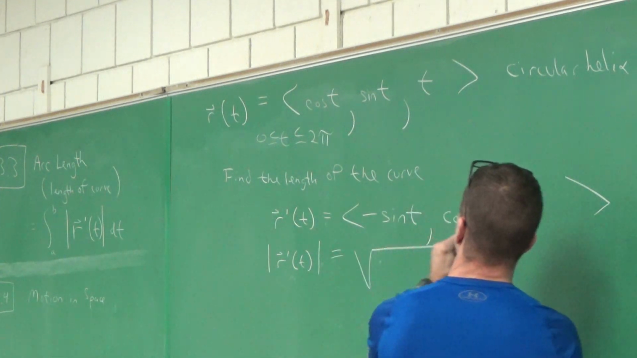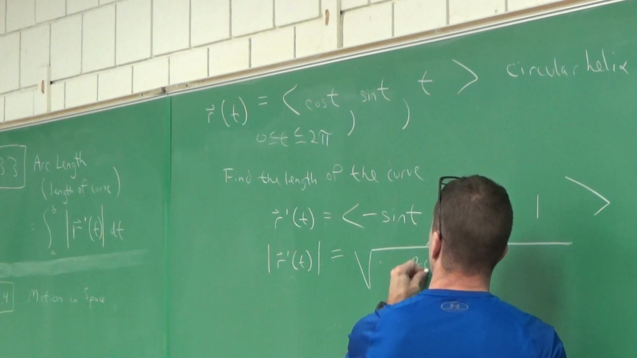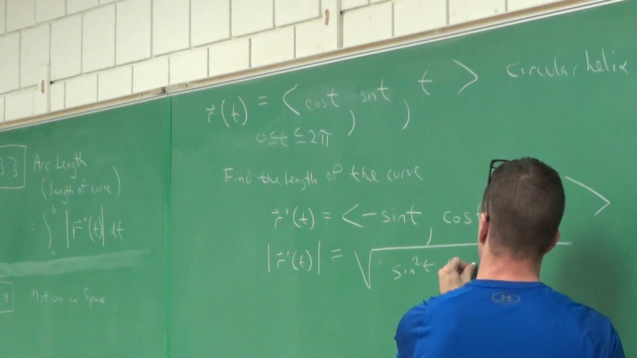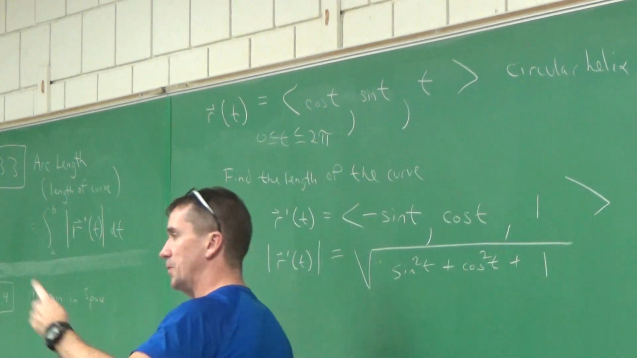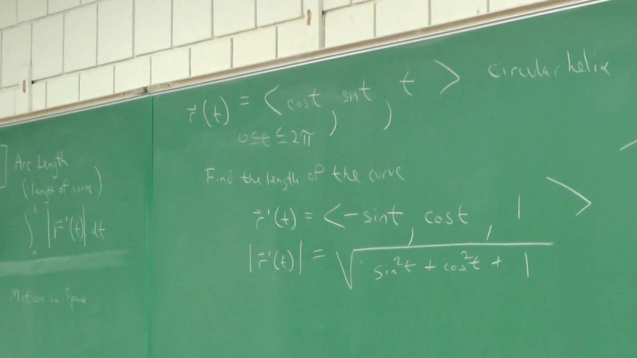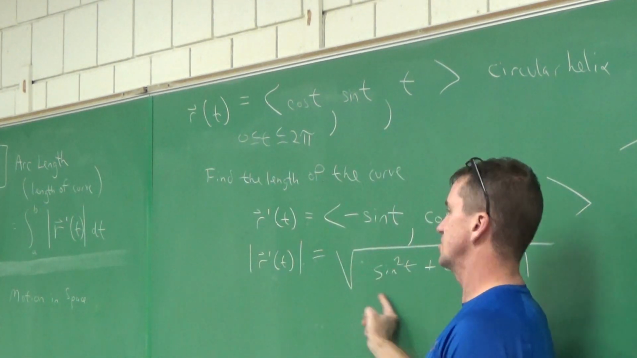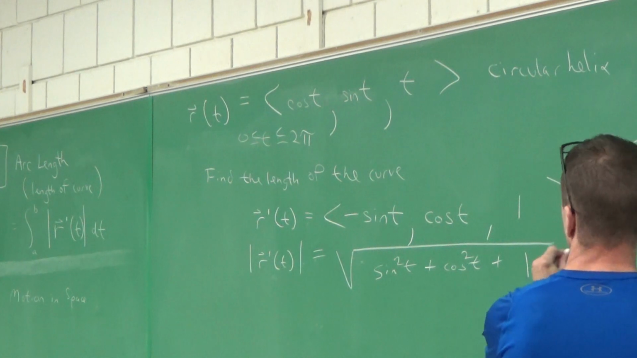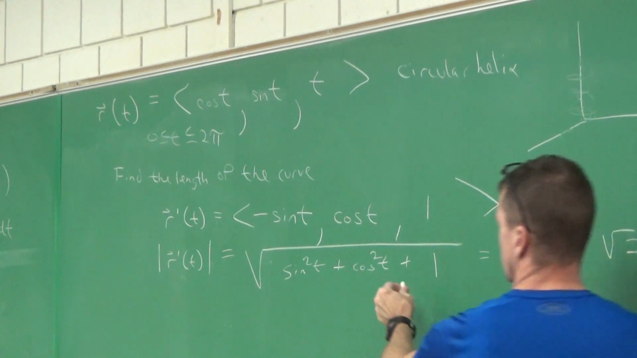I'm going to put the big square root. What's that squared? Sine squared t, plus the negative squared becomes positive, cosine squared t, and then 1 squared is 1. We'll put this in the integral from 0 to 2 pi, but before we do, can you simplify it? Yes, square root of 2. Sine squared t plus cosine squared t is 1, so you have the square root of 1 plus 1, which gives you the square root of 2. Does everyone see that?